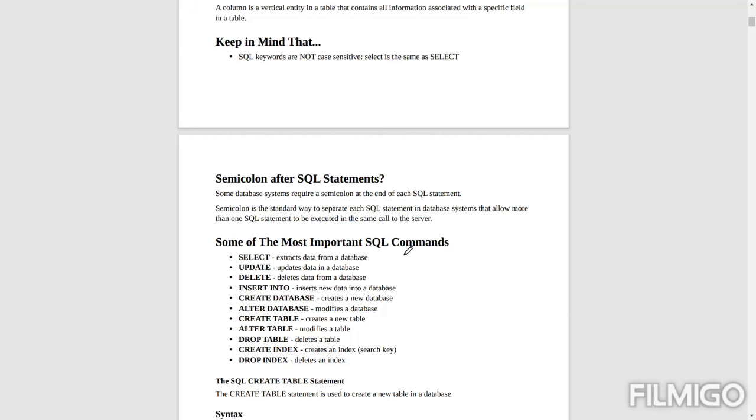Create table creates a new table. Alter table modifies a table. Drop table deletes a table. Create index creates an index such as a search key, and drop index deletes an index.